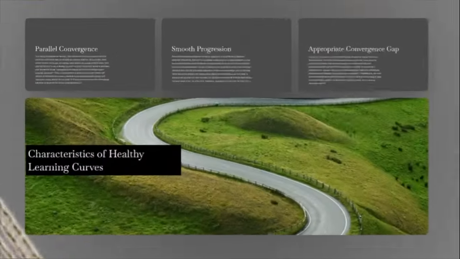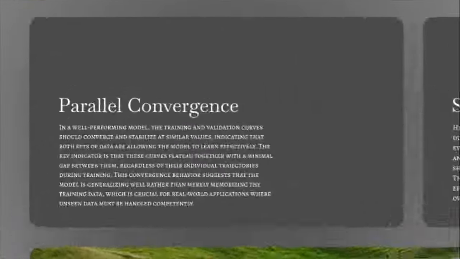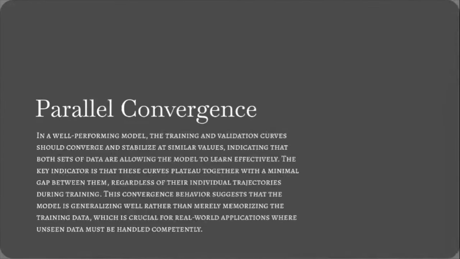Let's take a step back and get into the characteristics of healthy learning curves. A healthy model shows training and validation curves that converge during training and ultimately plateau together with minimal separation at convergence. This final parallel plateau indicates true learning rather than memorization, demonstrating effective generalization for handling unseen clinical data reliably.